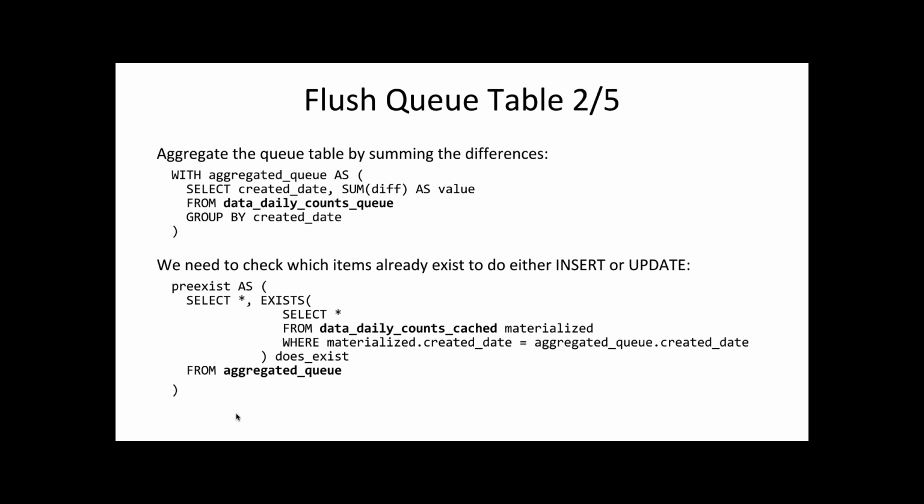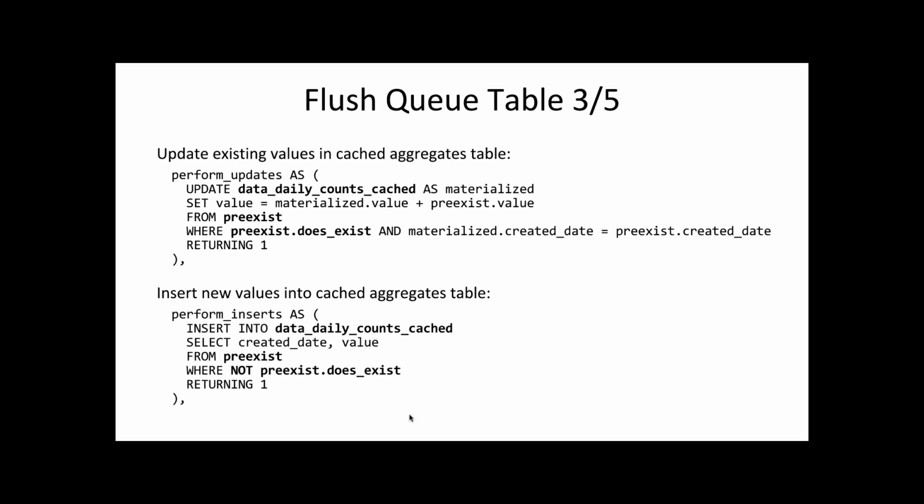So to zoom into all these parts, they're all reasonably straightforward. We have this queue table, and we do a query on it, which groups by date and then sums up all the diffs in the queue. And then this just adds one column to that result, which says whether the date already exists in the cache table, here called the materialized table.